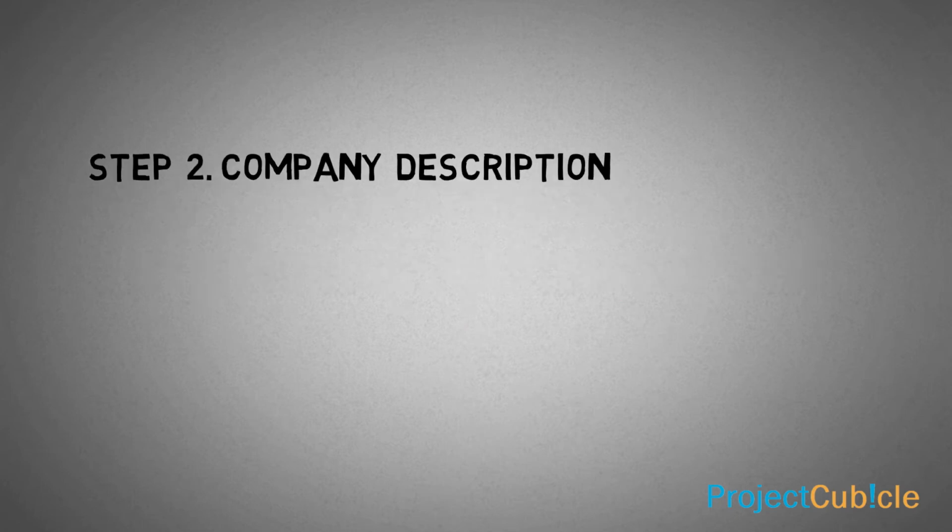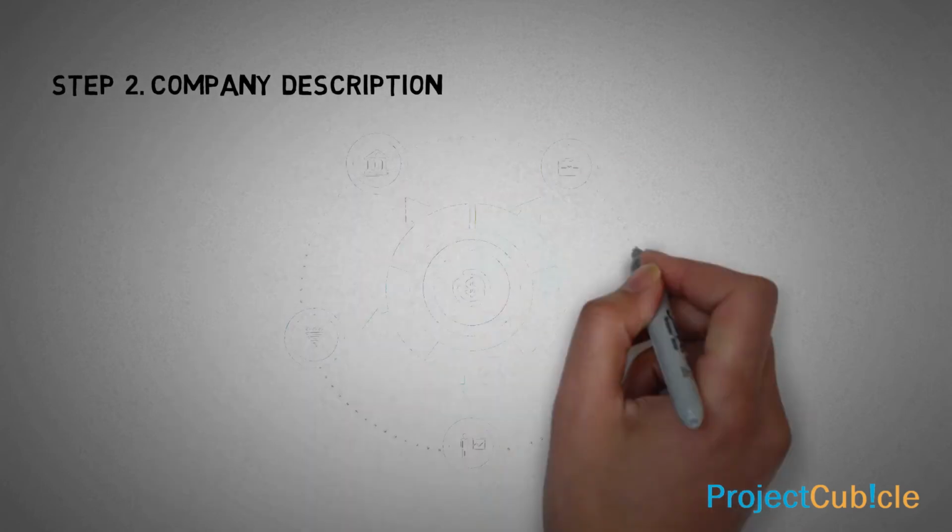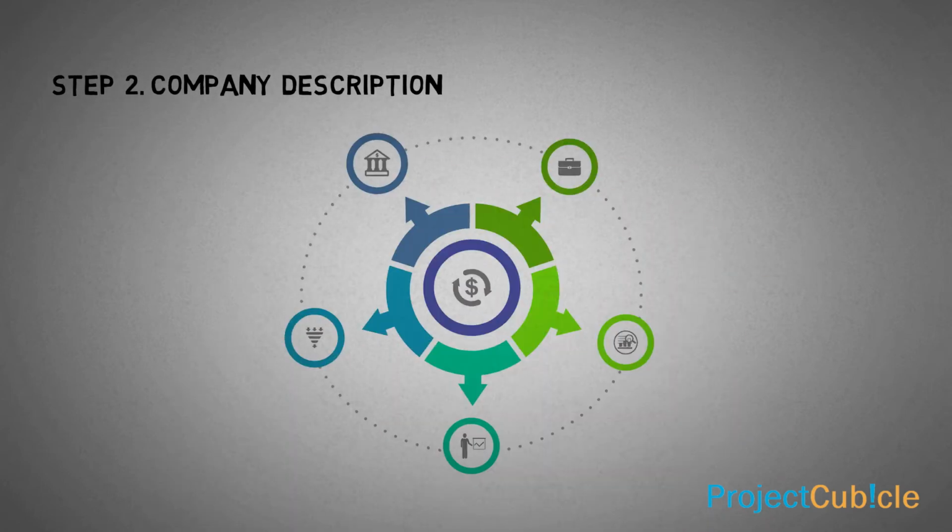Step 2. Company description. A quick description of your ownership structure and the explanation of your marketplace. Explain your business and the industry of your company, provide a general overview.